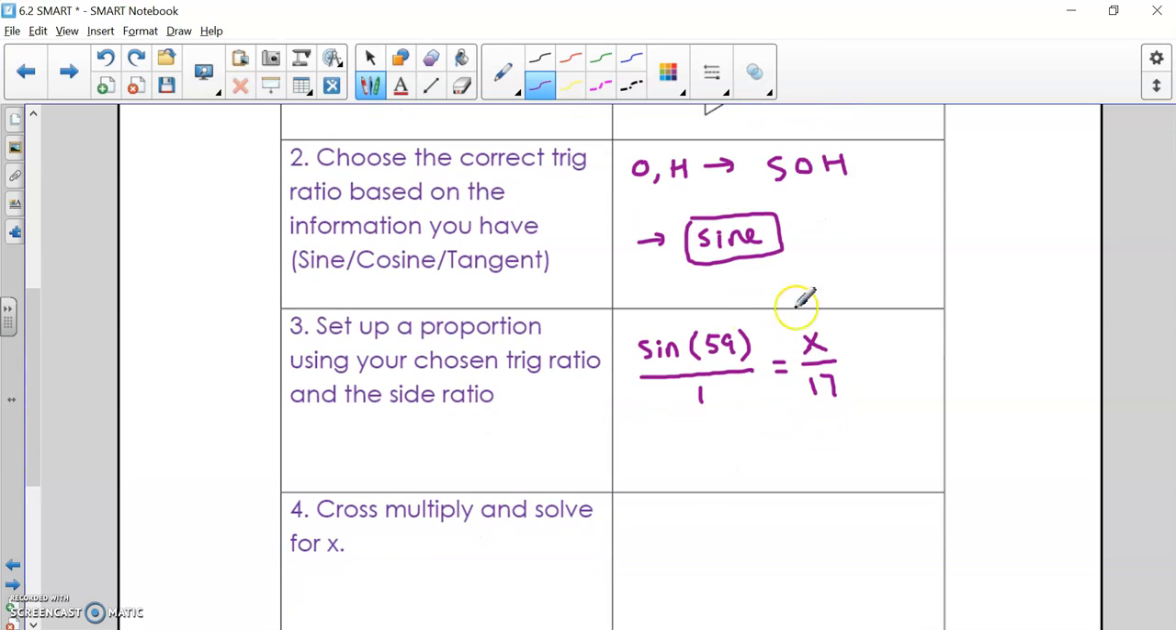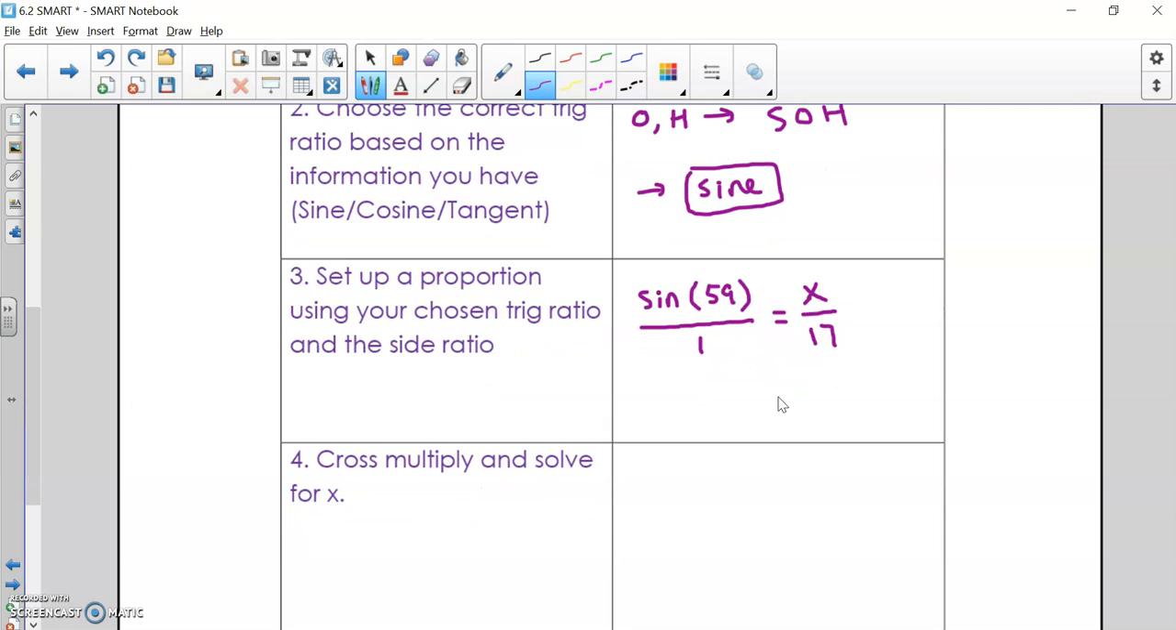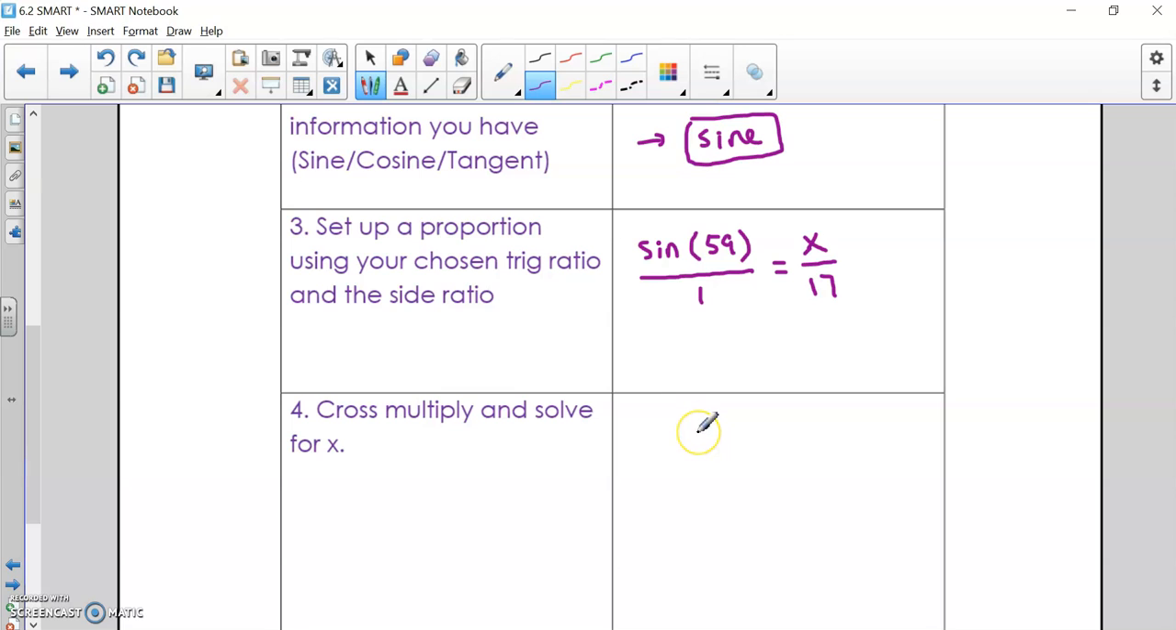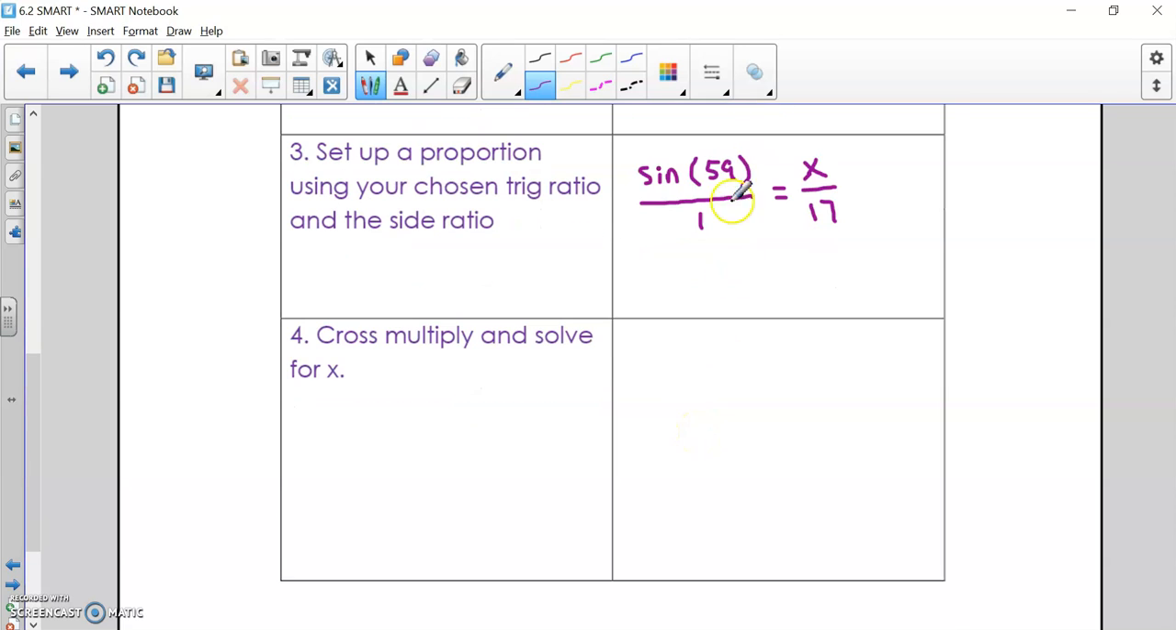The reason we put the sine of 59 over 1 is so that we can have a proportion and we can cross multiply. It just makes it easier for us to solve. Okay, step 4, the final step, is to actually go ahead and solve this. So I'm going to just rewrite my proportion here to make it easier to work with.